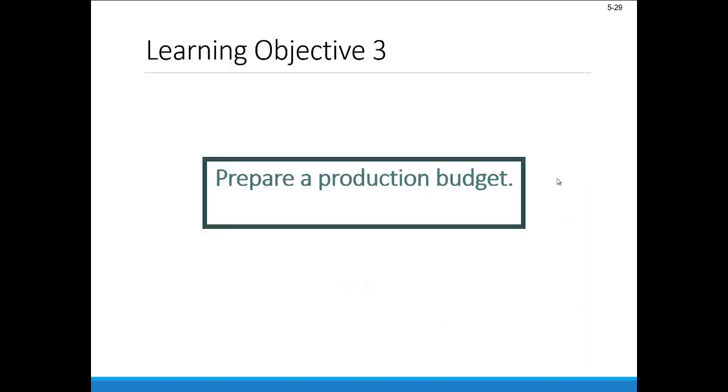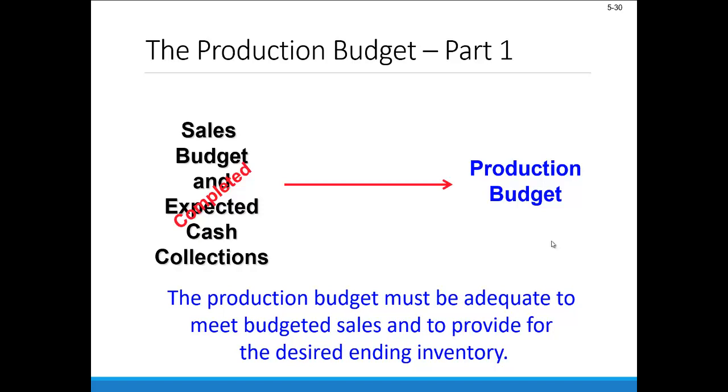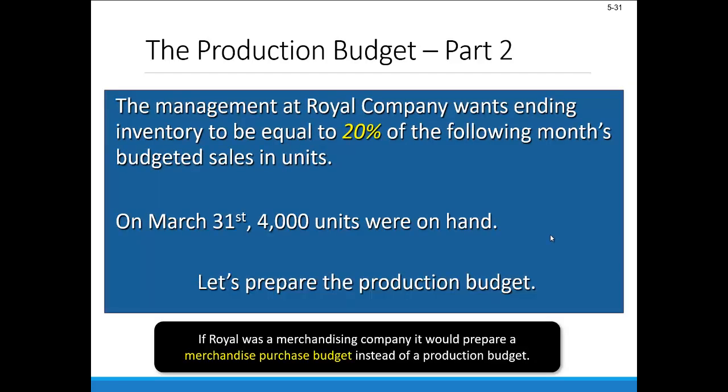Okay, learning objective 3 was to prepare a production budget. So that, of course, follows sales. We're going to need information from that sales budget, what we expect to sell in terms of product, to figure out what we have to make. And that's the production budget. So there's the flow there. We also want to make sure we have enough stuff on hand for ending inventory in case sales are greater than expected. You may want to have a cushion. So we want to make sure we budget for that as well. So let's say for Royal that management says, hey, we want to have ending inventory equal to 20% of the following month's budgeted or expected sales in units on hand.